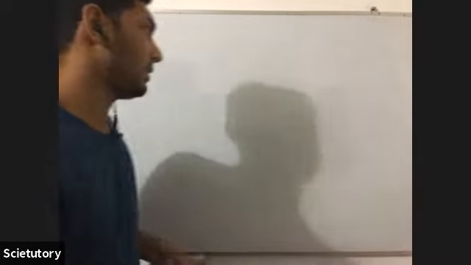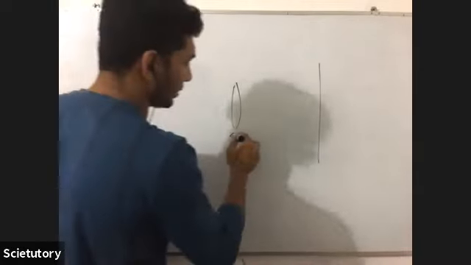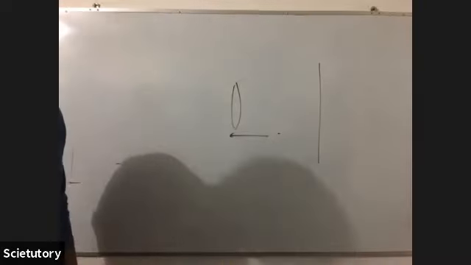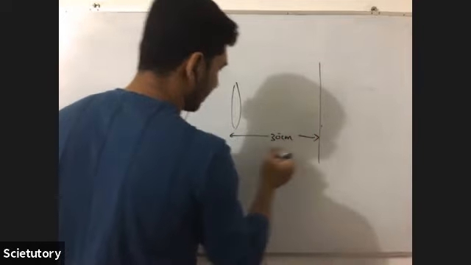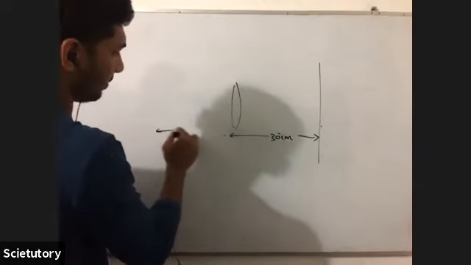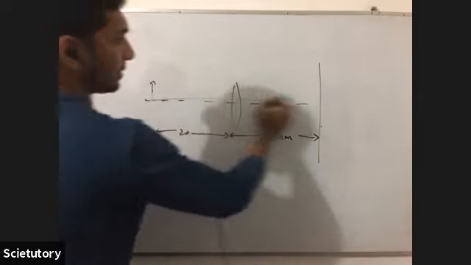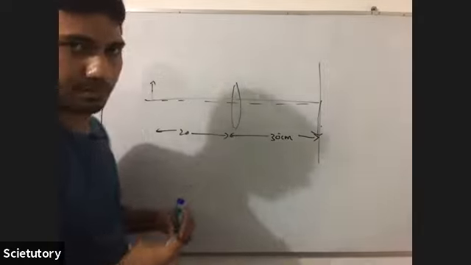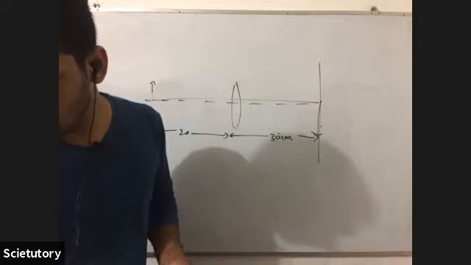The screen is located 30 centimeters away. So it should be a real image, because there is a screen on which the image is displayed. So the distance between the image and the lens is 30 centimeters, and the object is 20 centimeters. It should be on the other side because it's a real image. So there will be an image somewhere here. Now you can actually find the focal length of the lens.